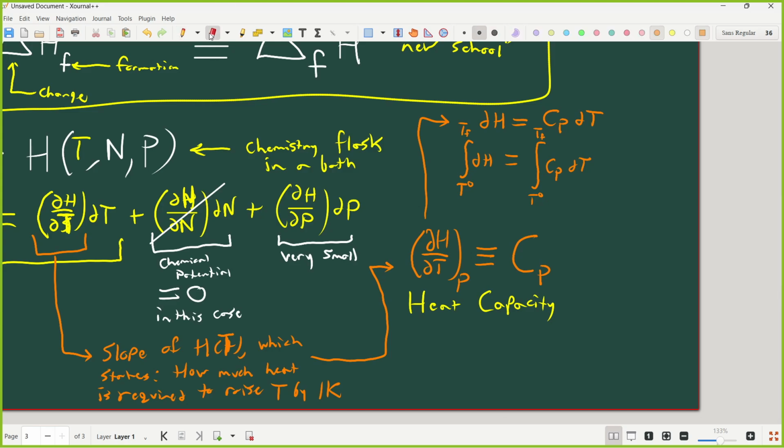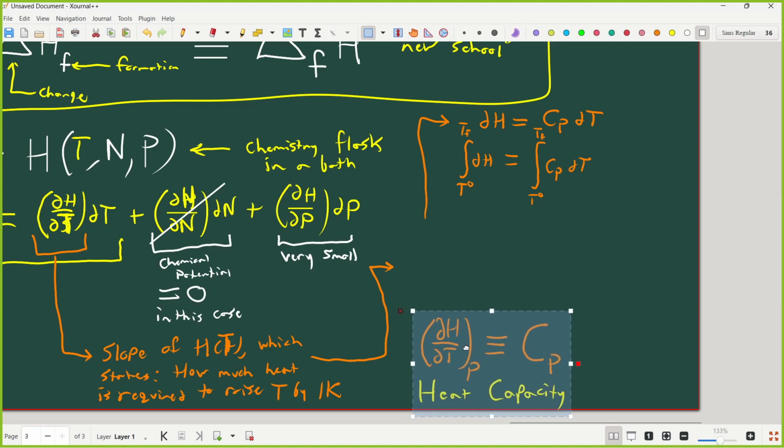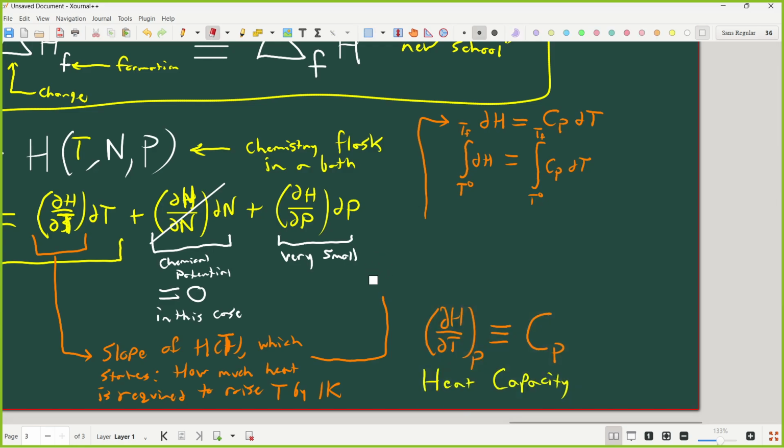Let me clean this up a little bit. I'm going to move this down here so I have some more space. Okay, and then let's do the left-hand side of that integral. dH just integrates out to H, so this is H at the final temperature minus H at the initial temperature, your standard temperature. And that's equal to the integral between those temperatures of the heat capacity, which might be a function, dT.